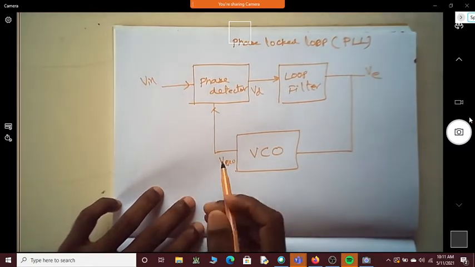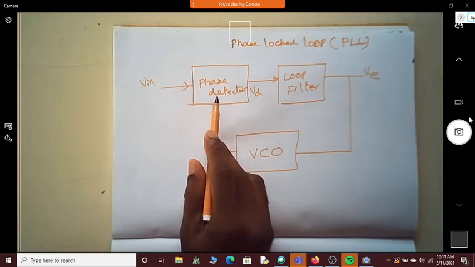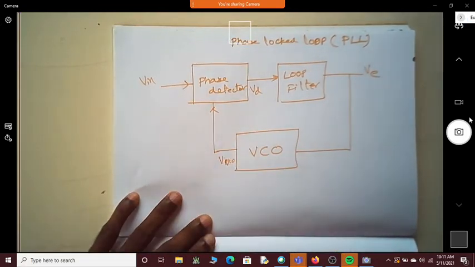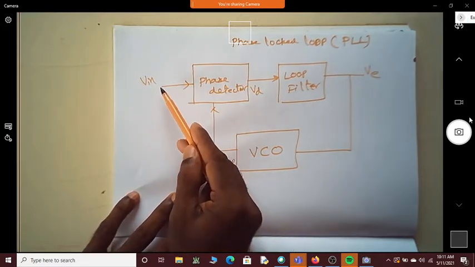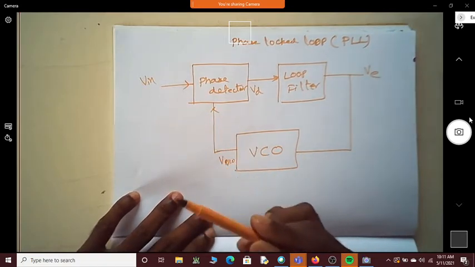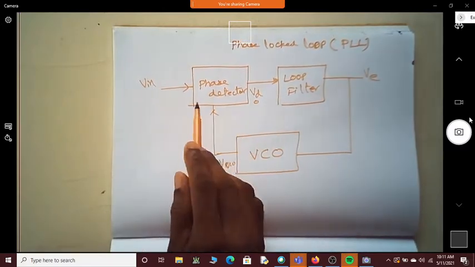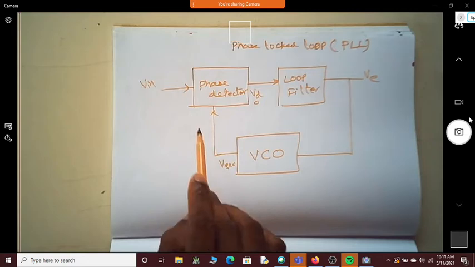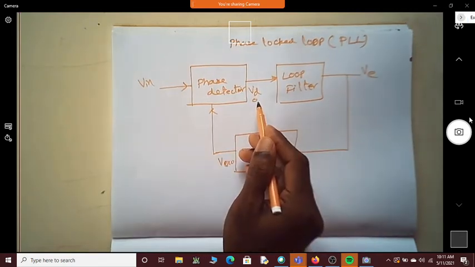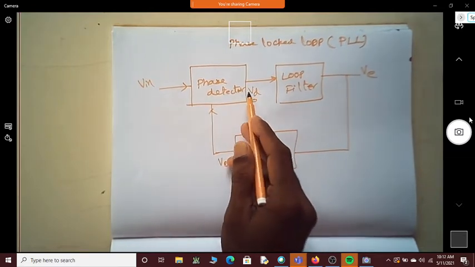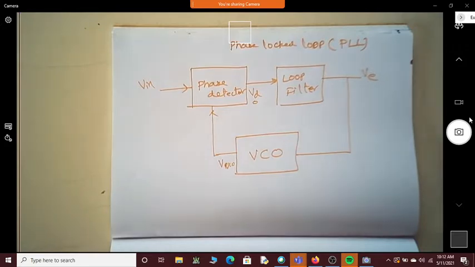Okay, fine. As you can see here, this is a phase detector. The phase detector is one which will compare the phase of the VCO and the input voltage. If the phase of the input signal and the VCO signal are the same, the output voltage of this phase detector is zero. If there is any difference in the phase of the two signals, then it will give an appropriate signal. So the phase detector output can be zero or it can be a non-zero value.